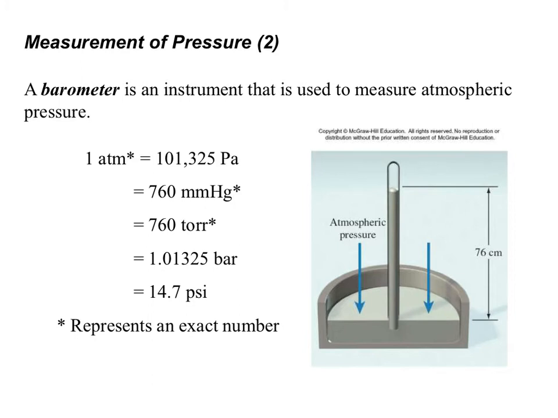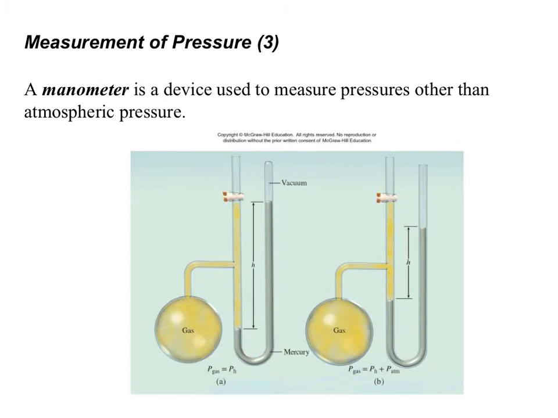But what if you're not interested in atmospheric pressure? What if you want to know the pressure inside a container? Well, at that point you need a manometer, which is a device used to measure pressure other than atmospheric pressure. And that's it. Moving on.